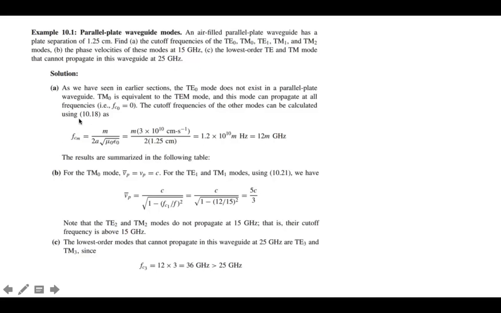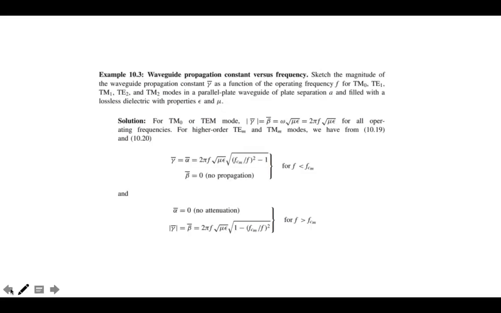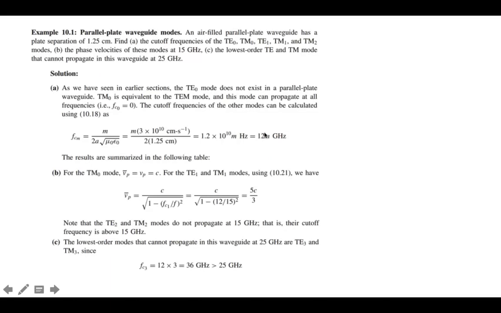So the first thing we have to do is calculate the cutoff frequencies, and we see that we can basically express the cutoff frequency as a function of m. So plugging in everything, the cutoff frequency is going to be 12 times m gigahertz. So you plug in values of m. So m can be 0, 1, 2. So basically you would have 12 gigahertz and 24 gigahertz respectively for the mode numbers 1 and 2.